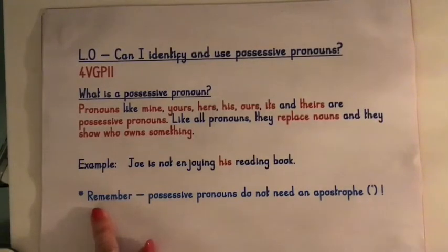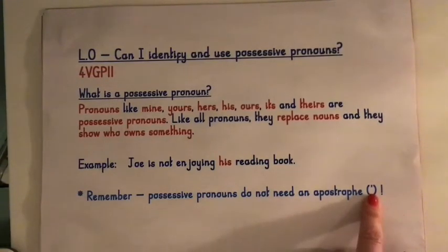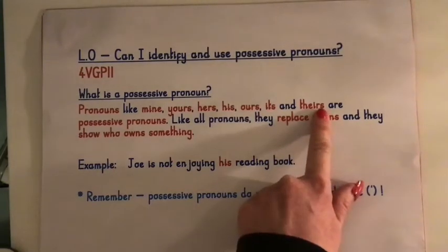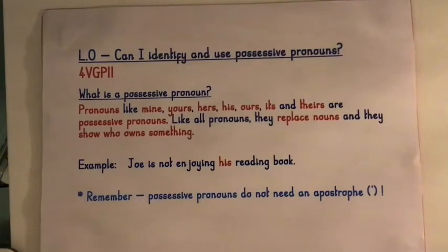This is important to remember. Possessive pronouns do not need an apostrophe. So that's what an apostrophe looks like. We all should know that. We haven't got an apostrophe before or after the S in any of these possessive pronouns, okay? So remember that.